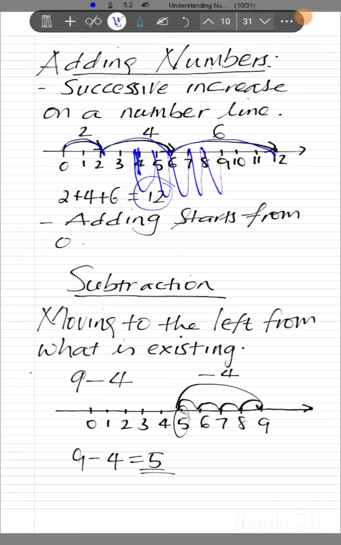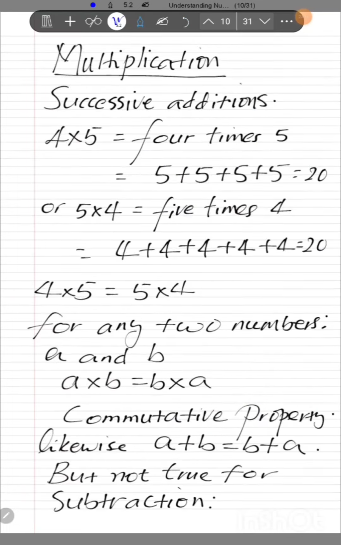Subtraction is just moving to the left side, the same thing as addition but in the reverse process. Moving to the left from where you are. 9 minus 4 means you start from 9 and move to the left 4 steps: 1, 2, 3, 4. 9 minus 4 is 5. This is the simple expression of adding and subtracting. 9 minus 4 is just positive 5 up here. Let me clear some of these and go to the next page.